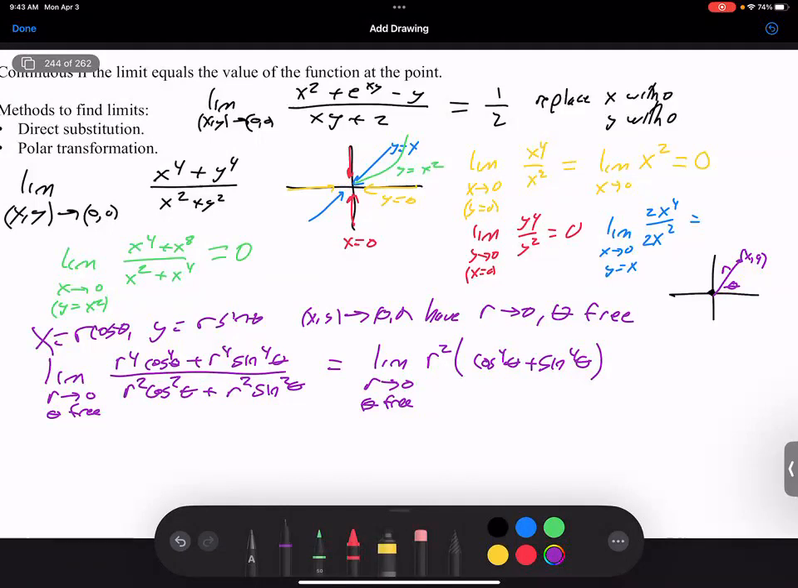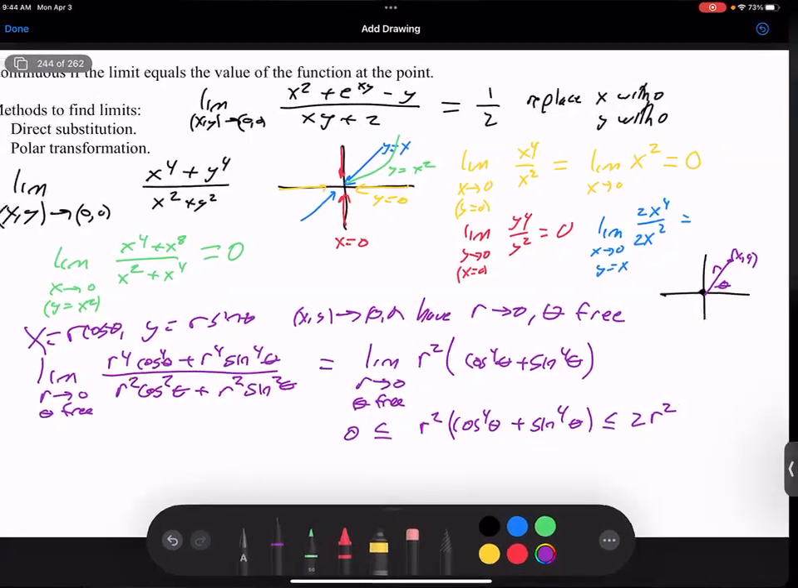What's something that it has to be at least as large as? Can somebody give me a lower bound? You could do -1, but you can do better because it's cosine to the 4th plus sine to the 4th. What's true about any real number when you raise it to the 4th power? It'll be non-negative. So what's your lower bound? It has to be at least 0. So we know it lives somewhere between 0 and 2r squared.